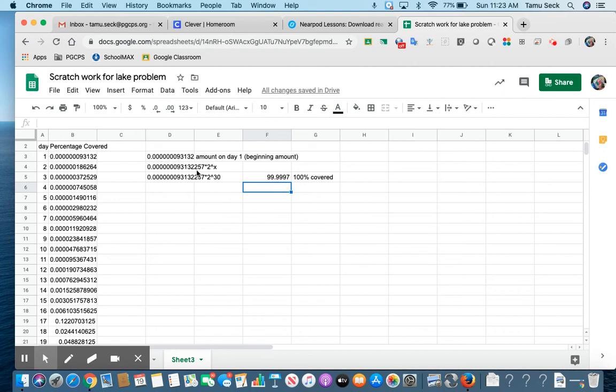So my function is the beginning value times 2 to the x power. 2 represents the fact that it's doubling every day. So the beginning value times 2 to the 30th power. On the 30th day, it should be 100% covered if our function is correct. So the beginning value times 2 to the 30th power is as close to 100 as you can get. So that means my function is correct.